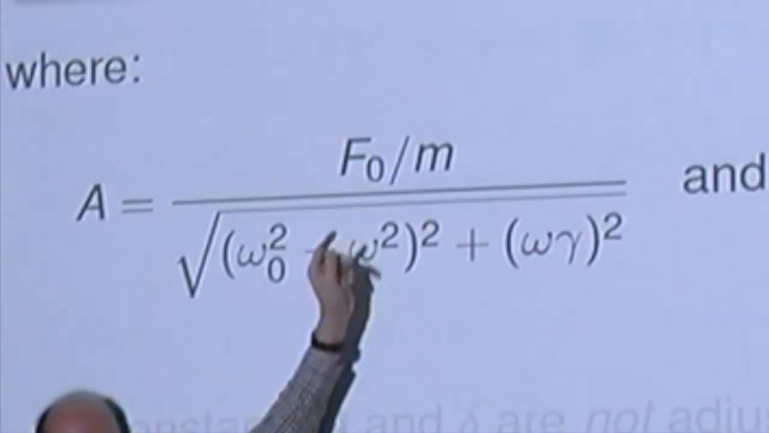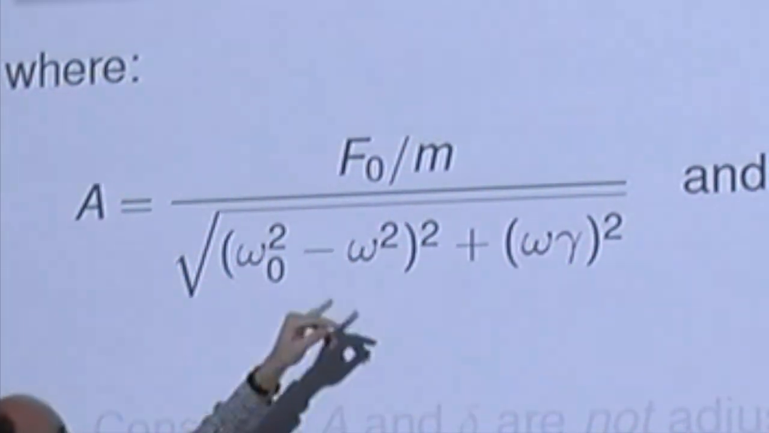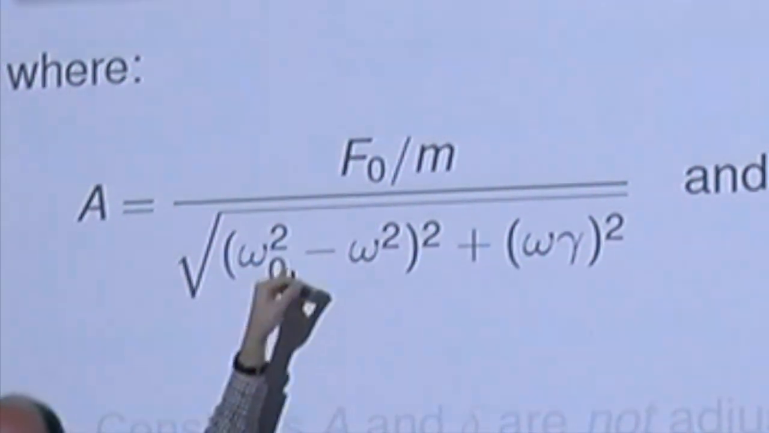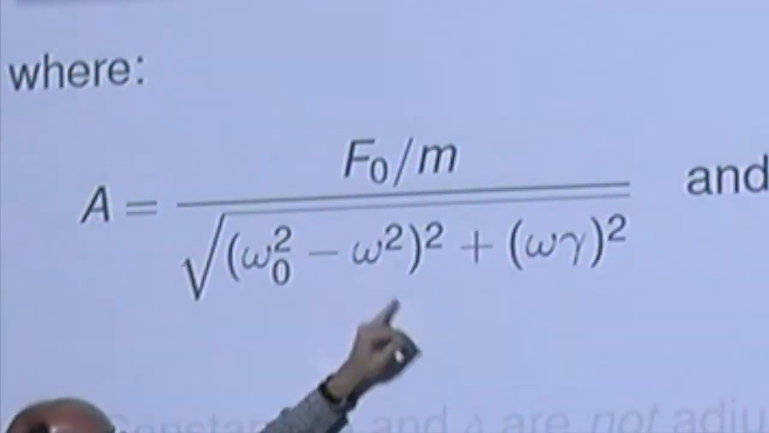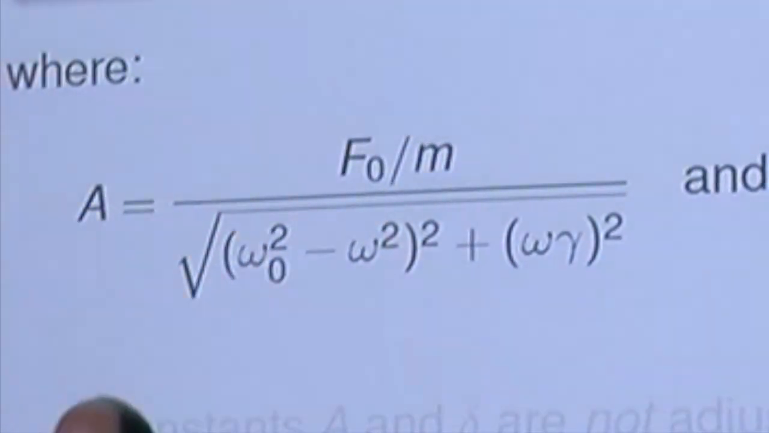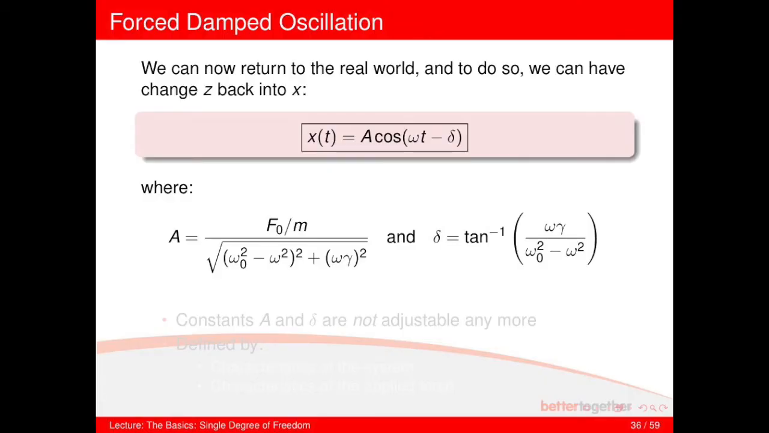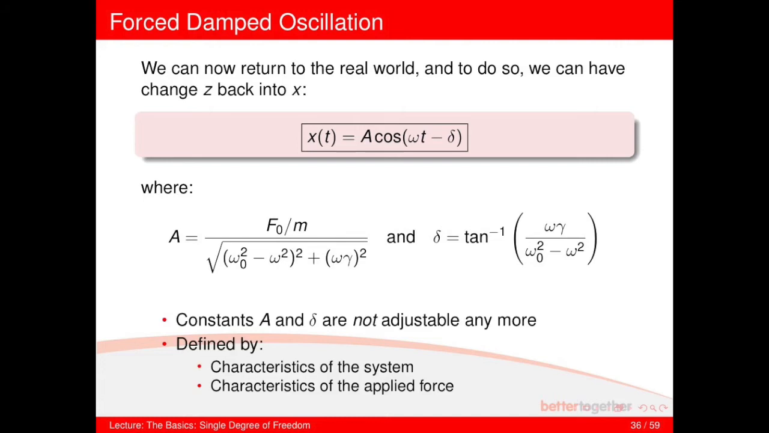So you've got F, which is your force, you've got your mass, the natural frequency of the system, which is related to the mass and the stiffness of the spring, and the frequency you're driving it at, so you know it. And gamma, which is C upon M, and you know what C is because, again, that's a characteristic of the system. A is completely reliant on the system. And the same thing with delta. Delta just has omegas and gammas in it, and you know all those things. They're related to the system and the force you're applying to the system. So they are no longer adjustable.